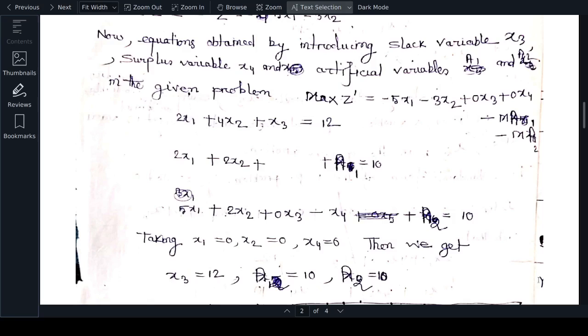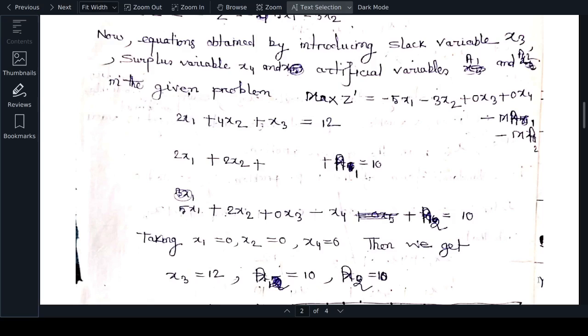So you remember in the objective function, when we use the slack variable in the constraint, the coefficient in the objective function will be 0 into the slack variable. And when we use the surplus variable, then we use plus 0 into x4, which is our surplus. But we use also the artificial variables a1 and a2. So for a1 we write minus capital M into a1, then minus capital M into a2.